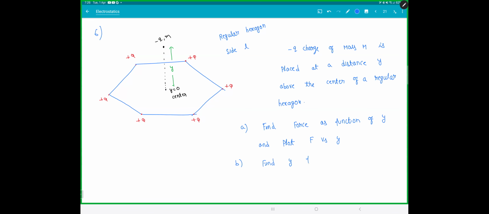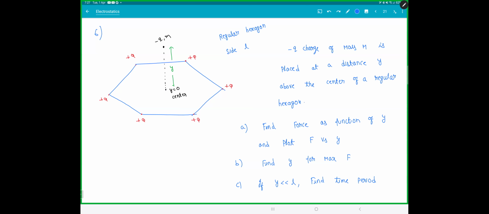Find y for maximum force. There's a particular value of y where you get a maximum force. Third, if y is much less than L, find the time period for small oscillations. There, your SHM is back. If you leave that minus q, it is just going to bounce up and down, so there is a time period. This would be an advanced more than one choice question. If I ask you only the graph, that is also a decent question actually.